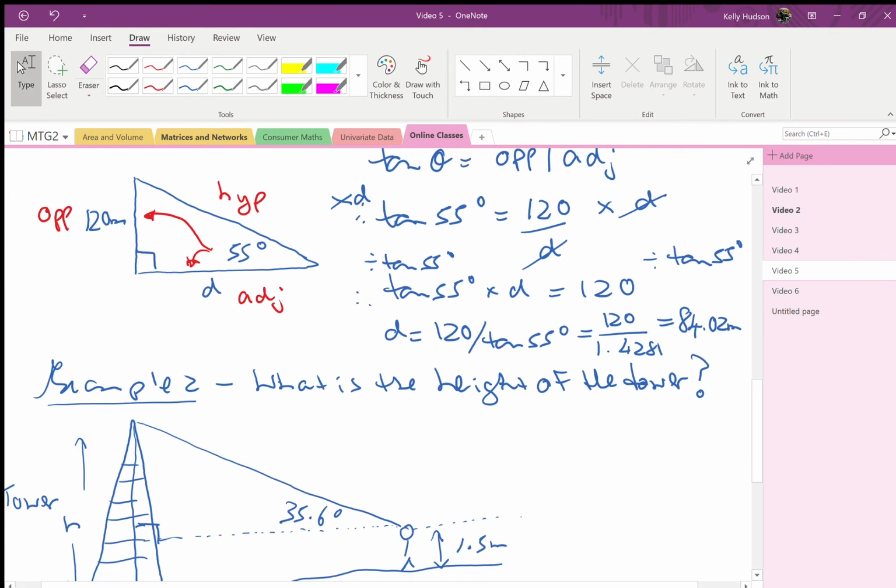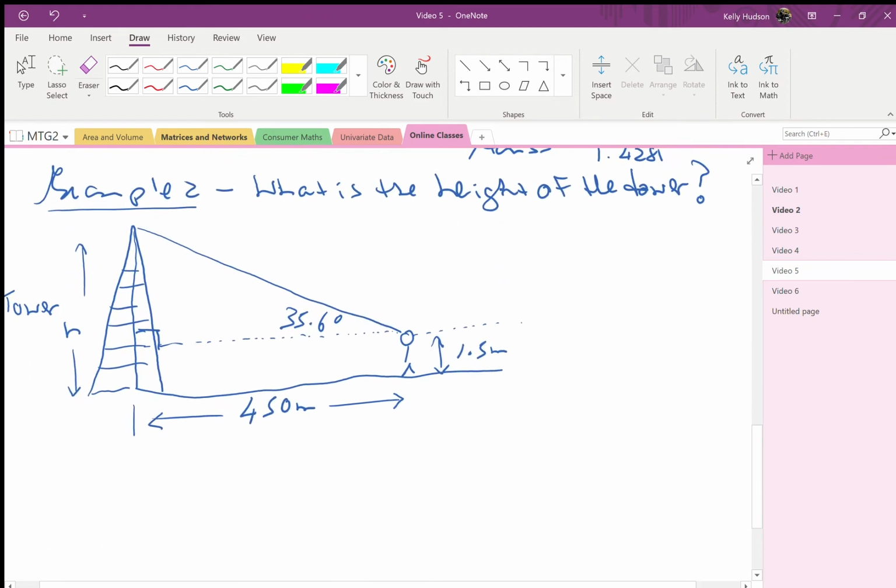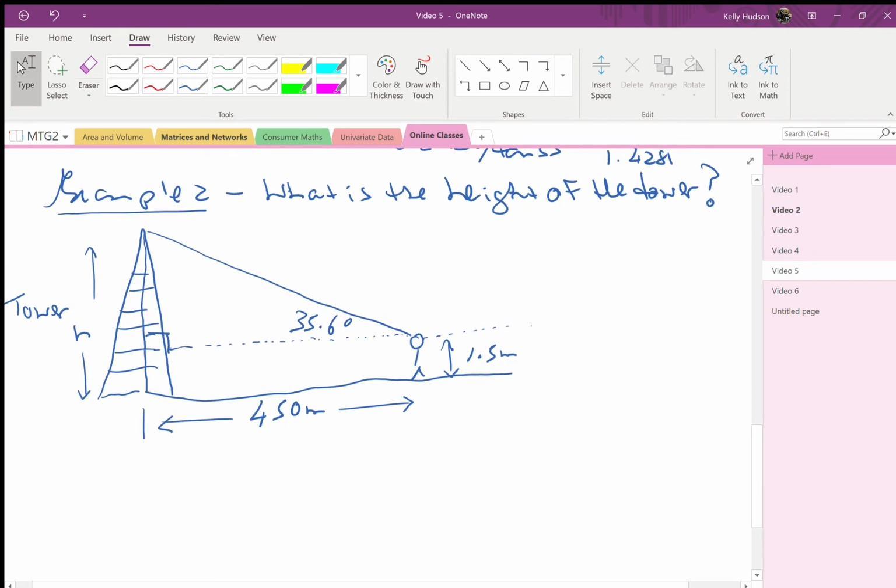Alright, so let's have a look at example number 2. Example number 2, I've got a tower, and with this tower there's a person standing away from the tower, and the person is 1.5 metres in height and is looking up at the top of the tower. The tower has a height of h, because that's what we're trying to find, what the height of the tower will be, and the person is 450 metres away from the tower.